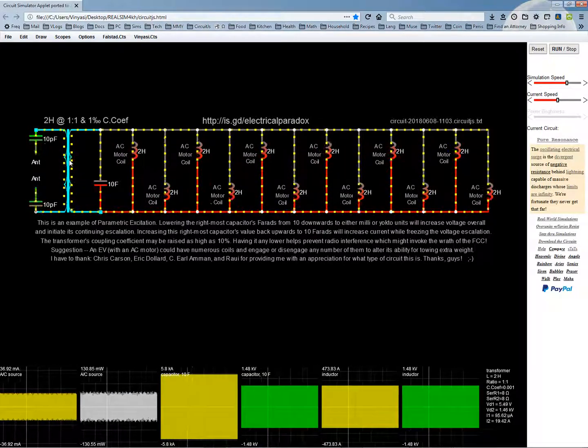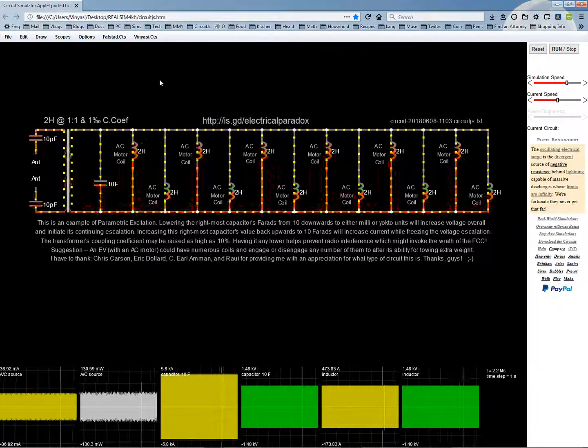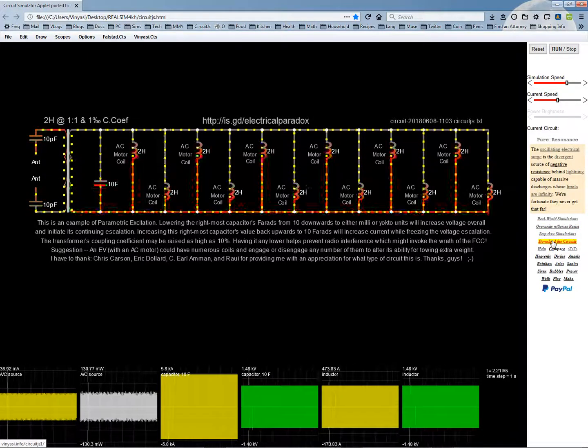Let's see, what else can I cover? I was thinking I should have a new name and have it go to the realistic simulator. This is my desktop version. You can go to my website and download the circuits and the various simulators.